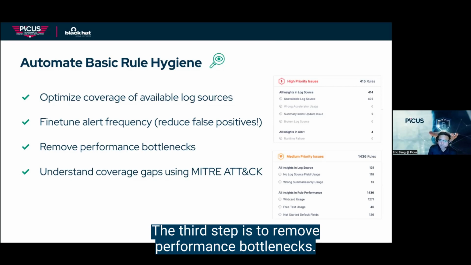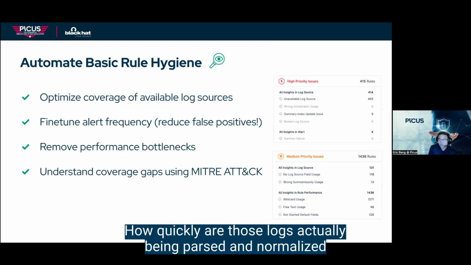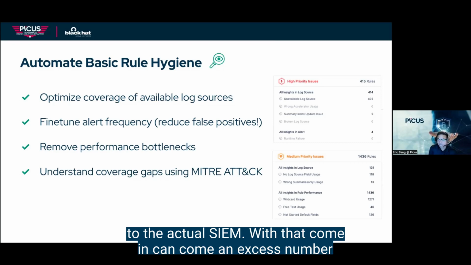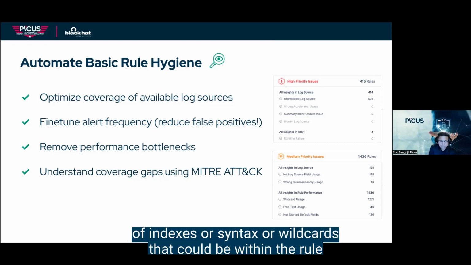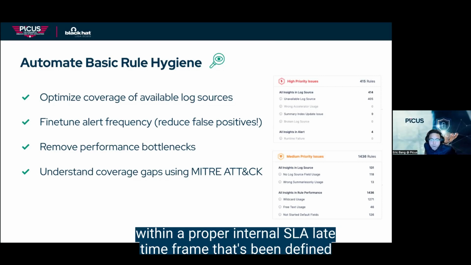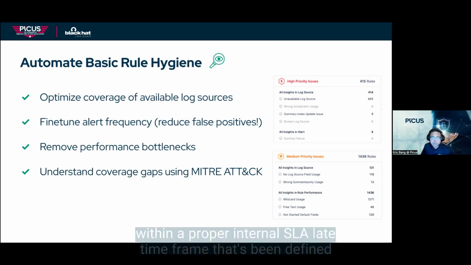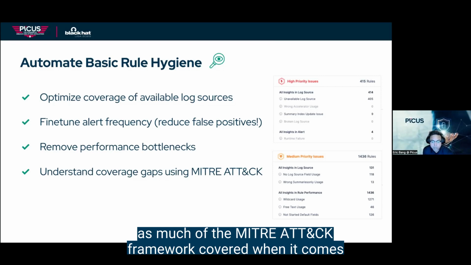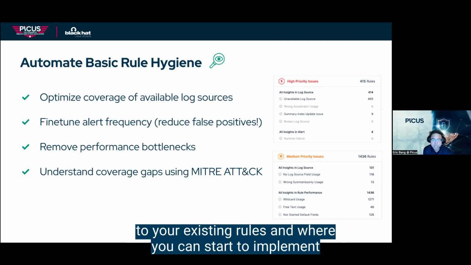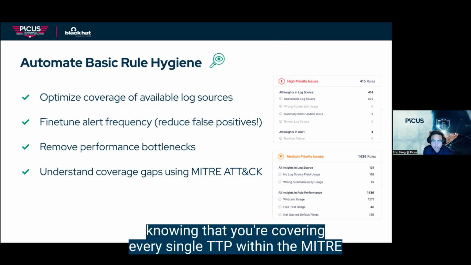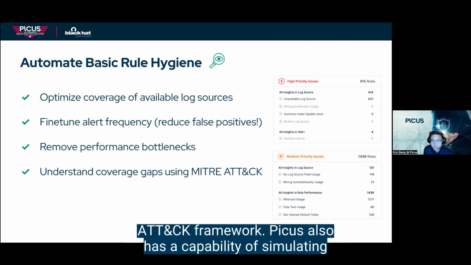The third step is to remove performance bottlenecks. How quickly are those logs actually being parsed and normalized in the SIEM? With that can come an excess number of indexes, syntax, or wildcards within the rule set that might affect the rule performance, so it triggers outside the internal SLA timeframe defined by the organization. And finally, make sure that you have as much of the MITRE ATT&CK framework covered as possible when it comes to your existing rules, and where you can start to implement and create new rules, knowing that you're covering every single TTP within the MITRE ATT&CK framework.